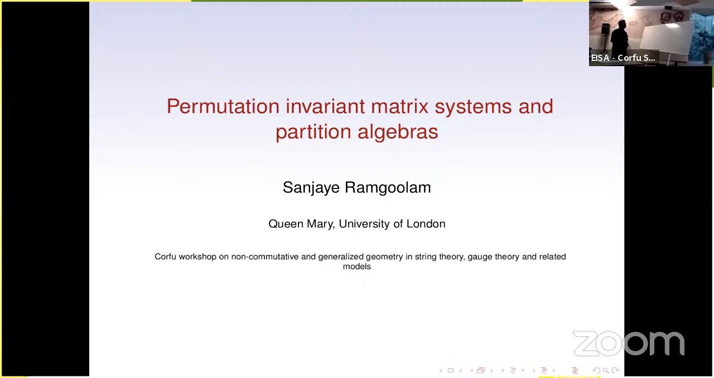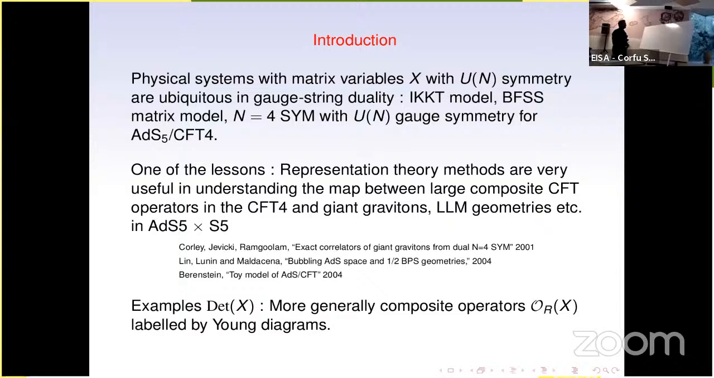Usually one deals with systems that have unitary symmetry. Physical systems with matrix variables X with U(N) symmetry are ubiquitous in gauge-string duality: the IKKT model, the BFSS matrix model, or N=4 super Yang-Mills theory. All these models have, at least in some versions, U(N) gauge symmetry. For example, N=4 super Yang-Mills in four dimensions with U(N) gauge symmetry is the CFT4, and there's a dual AdS5 × S5.